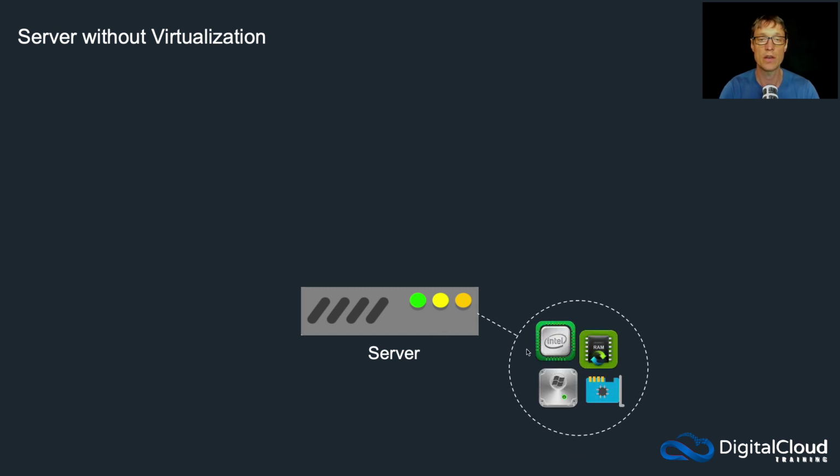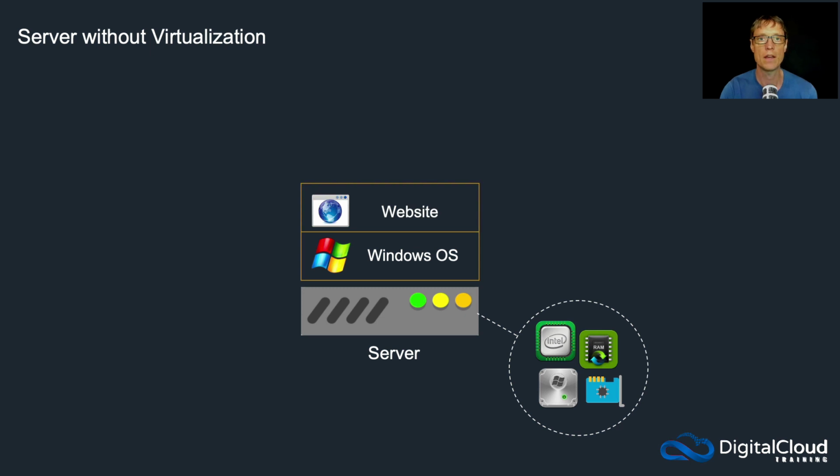And as you know, the server has processor, it has RAM, it has hard drive, and it has network interface card componentry in it. Now, on top of the server, you install an operating system. Could be Windows, could be Linux, could be some other flavor of operating system. And then on top of that, you would install your application. So we've got the hardware, we've got the operating system, and then we have the application sitting on top.